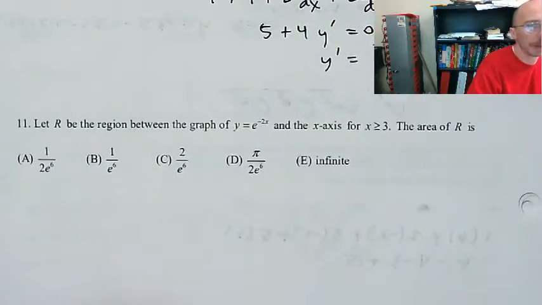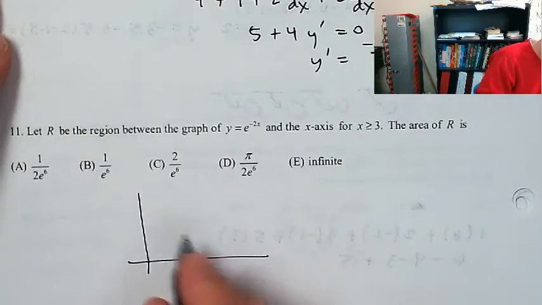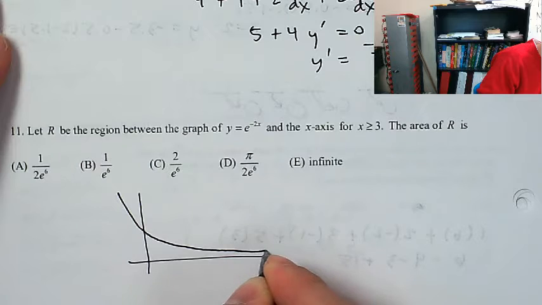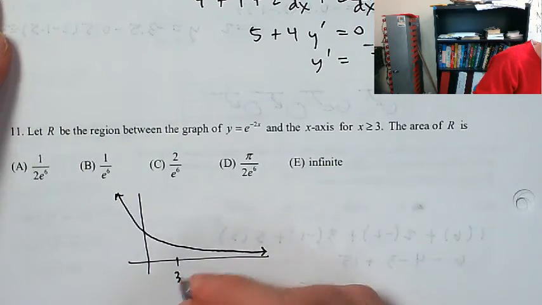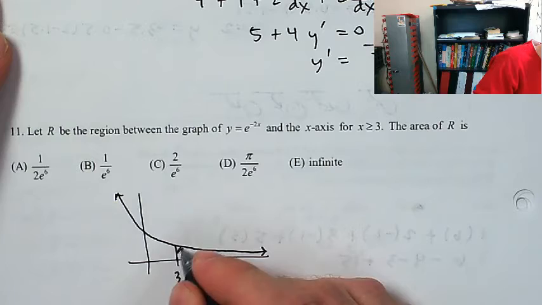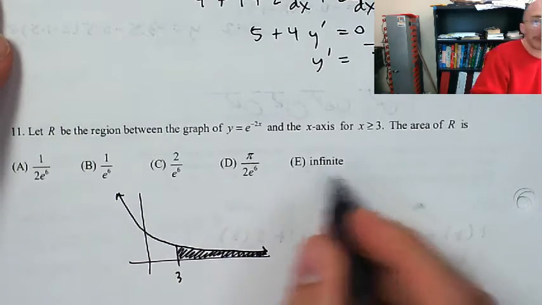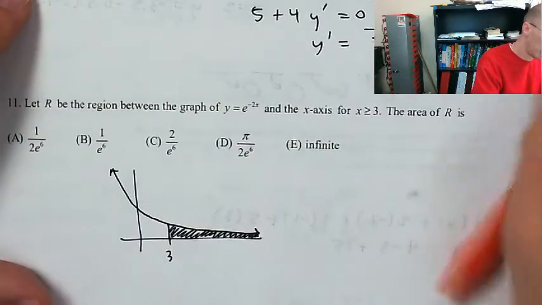Okay. Now we're going to let R be the region between the graph of y equals e to the negative 2x and the x-axis for x greater than or equal to 3. Okay. We know what e to the negative 2x looks like. It's, I don't know, some kind of exponential decay. Okay. And maybe this is 3. Okay. And I want this area for x greater than or equal to 3. And also this infinite is another hint that you're going to be running an improper integral.